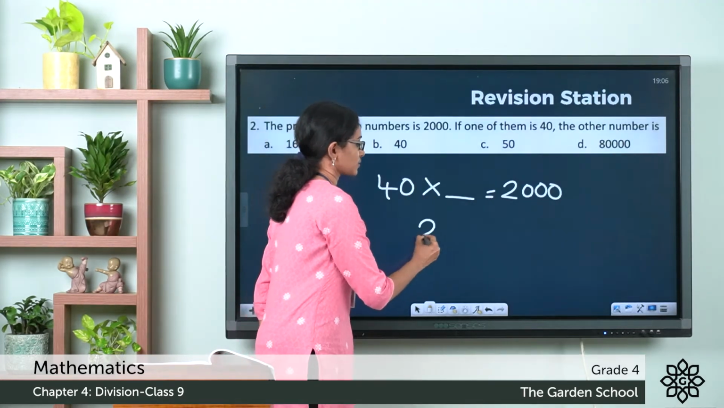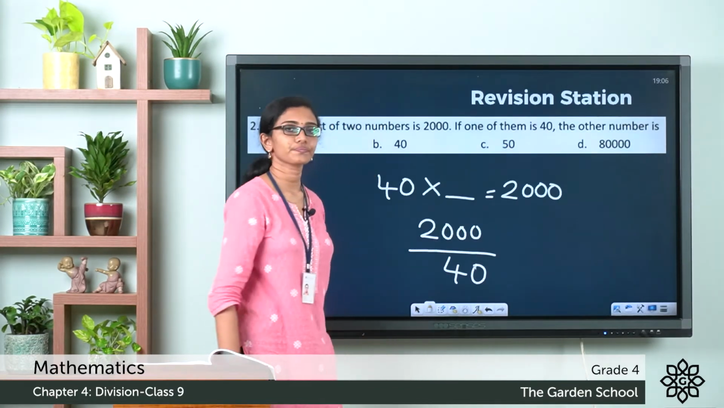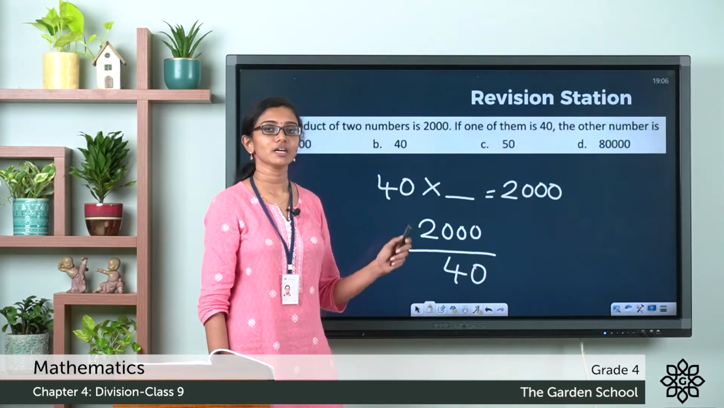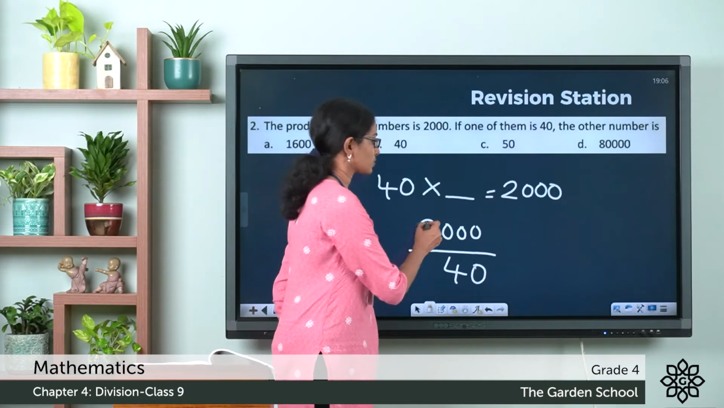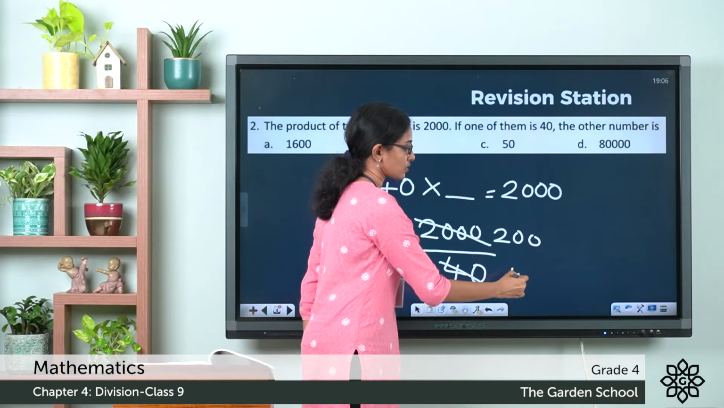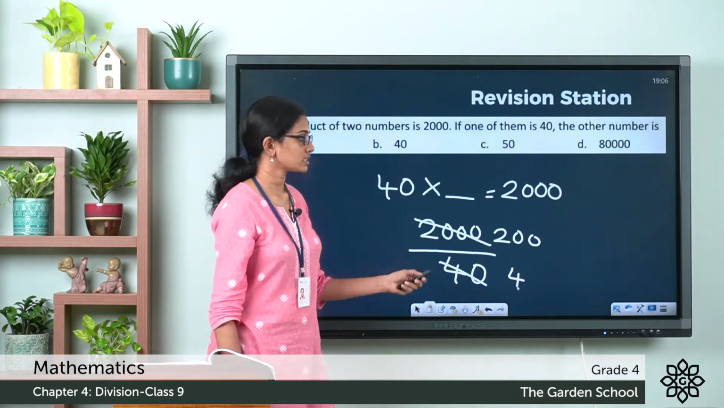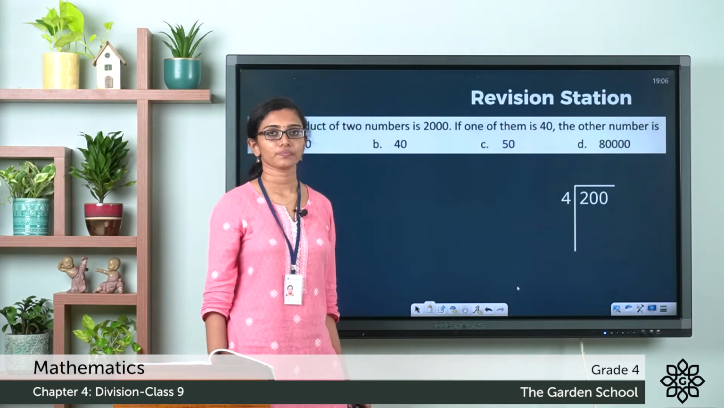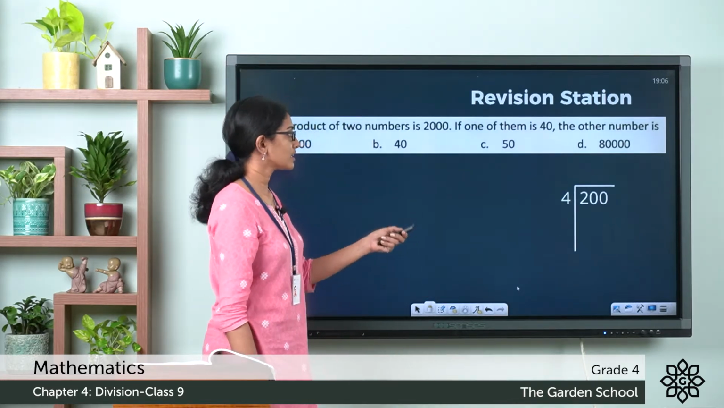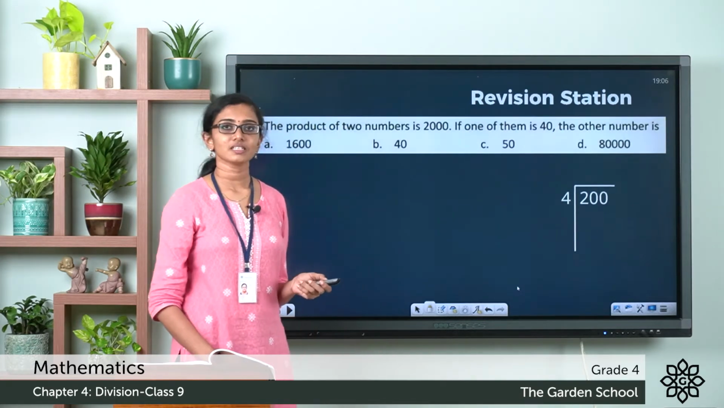That is 2000 divided by 40. You see both these are multiples of 10, so we can cancel out the numerator and denominator by a factor of 10. So 2000 divided by 10 is equal to 200 and 40 divided by 10 is equal to 4. So dividing 2000 by 40 is the same as dividing 200 by 4. You can work out the calculation in the working column and find the right choice from among the given choices. Now let's discuss the next question.